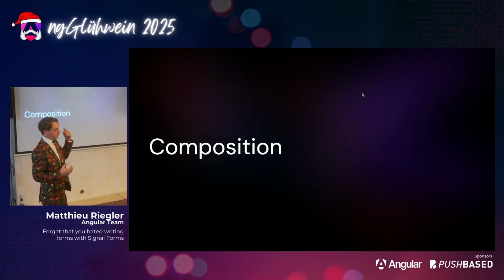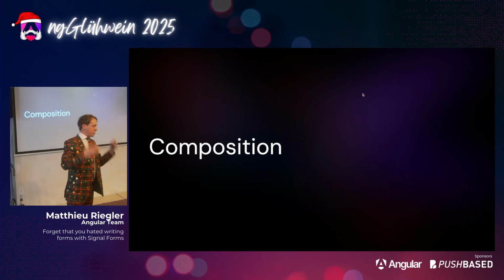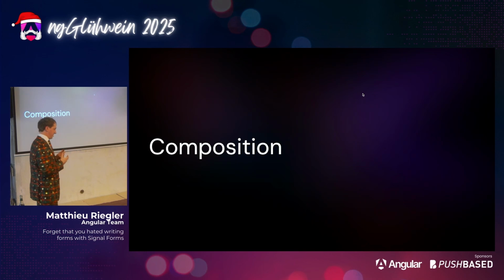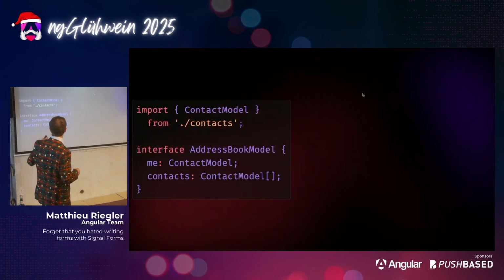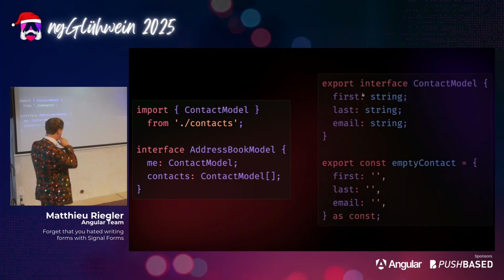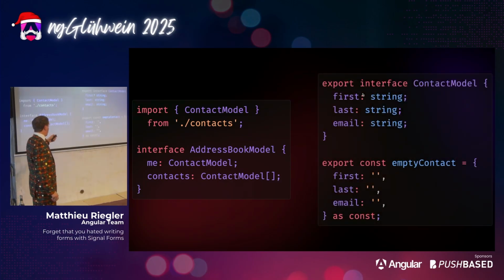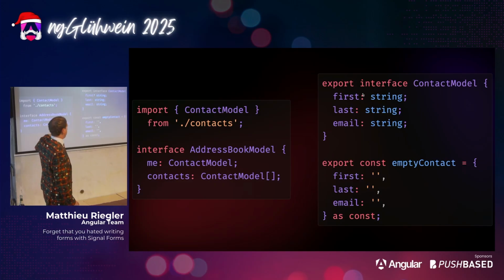One of the pain points that we had also was composition. Composition was hard and we didn't have much type safety. So if we implement a form that is basically an address book where you have your contacts, we have me, which is the same model as the contact, so basically the same object. First, it's just an element. The second one is an array. The contact is just first name, last name, email, and you create an object which is basically just a new one.